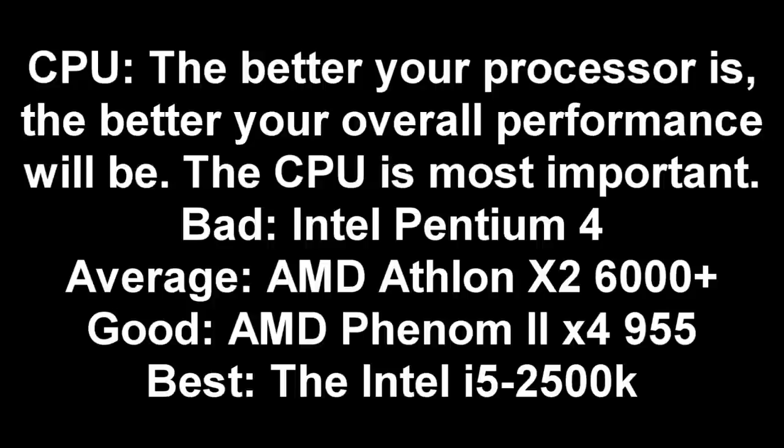A good CPU would be the AMD Phenom II X4 955. It's not going to be the best processor, but it's going to be playable for most games at acceptable speeds, and it's going to play more games at faster speeds than the average processor, the Athlon.